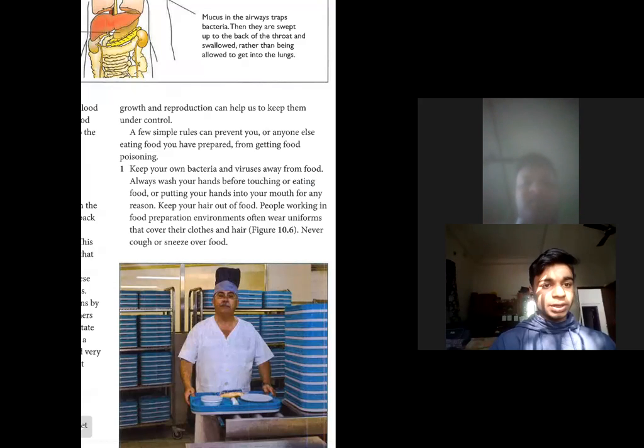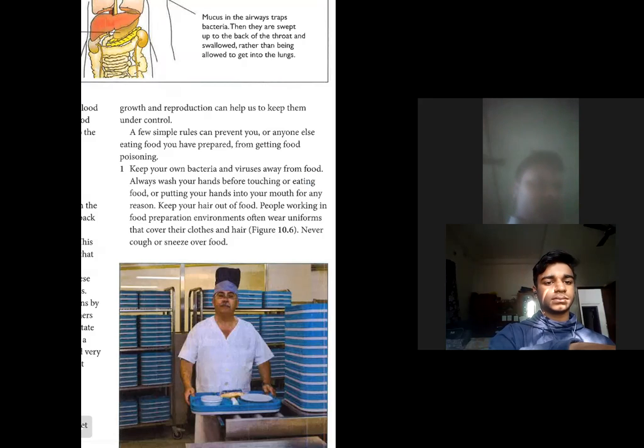Vomiting, fever, stomach pain, nausea, stomach ache. Yes, these are some common symptoms. What is nausea? Nausea means you feel that you want to vomit, but you are not able to vomit. That is the feeling, and it also comes along with dizziness and headache. All these are common symptoms of food poisoning. So what can we do to avoid food poisoning?